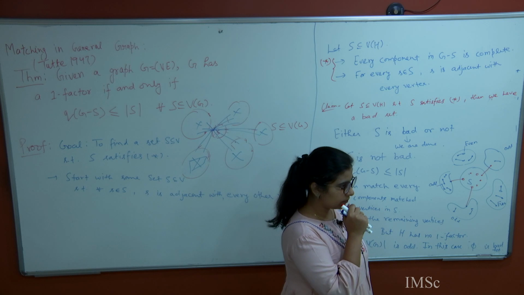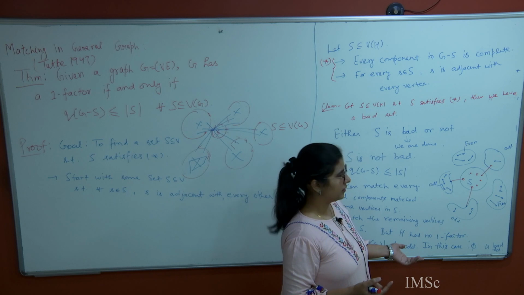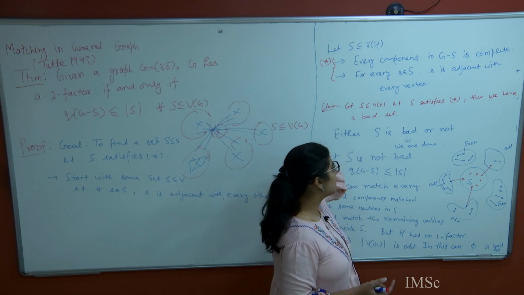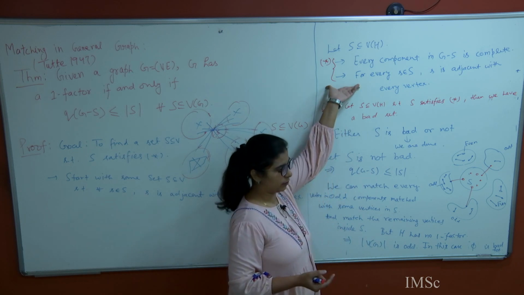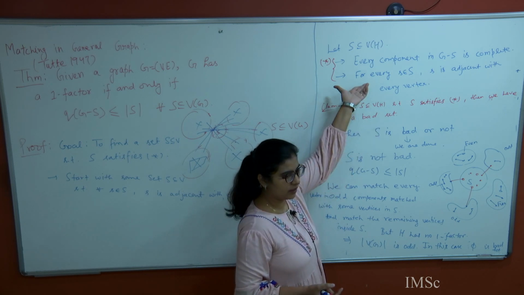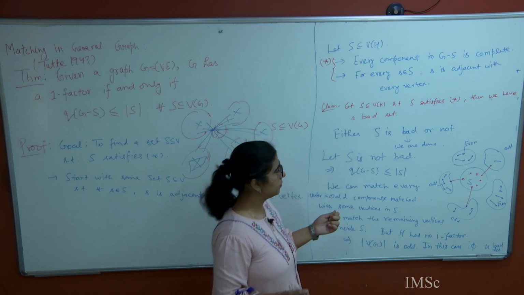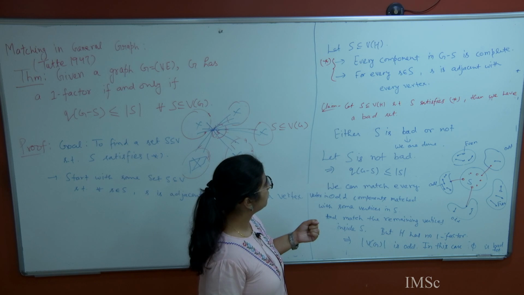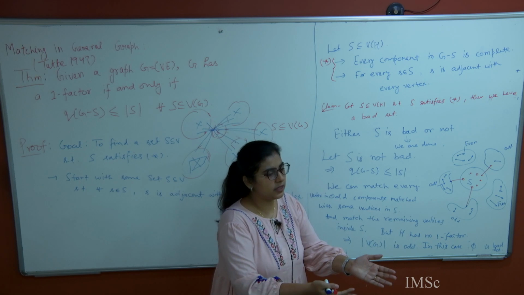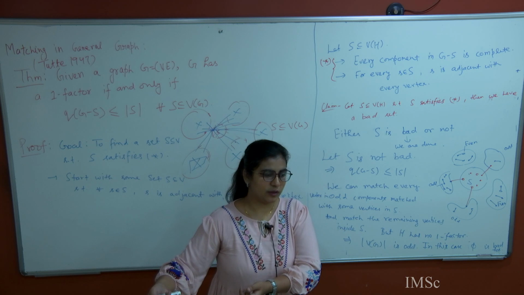Now, how do we find such a set, given it exists? After proving this claim, I just want a set which satisfies these properties, because I know that if I have such a set, then I have a bad set. Is this in H or in G? A bad set in H, because if I can find a bad set in H, then the same set is also bad in your original graph. It will be even more bad, maybe.